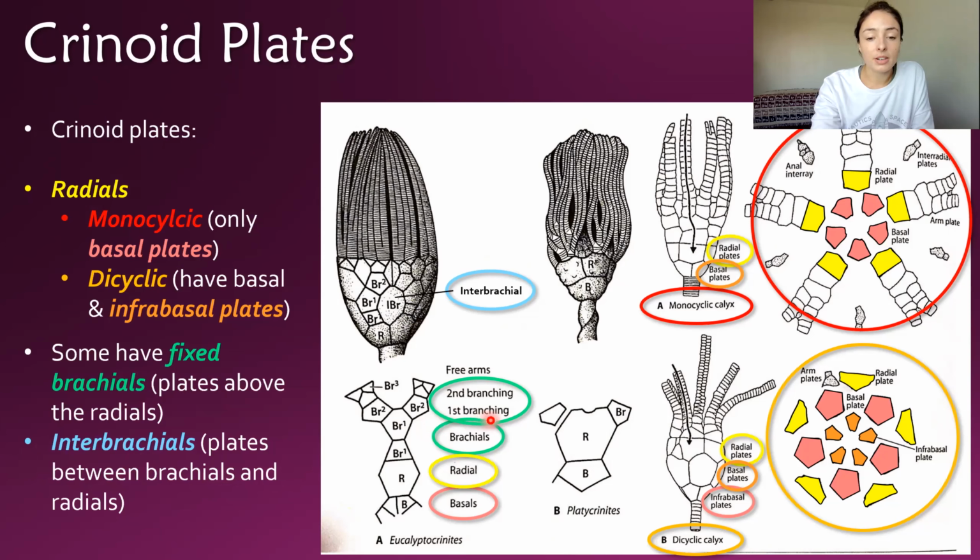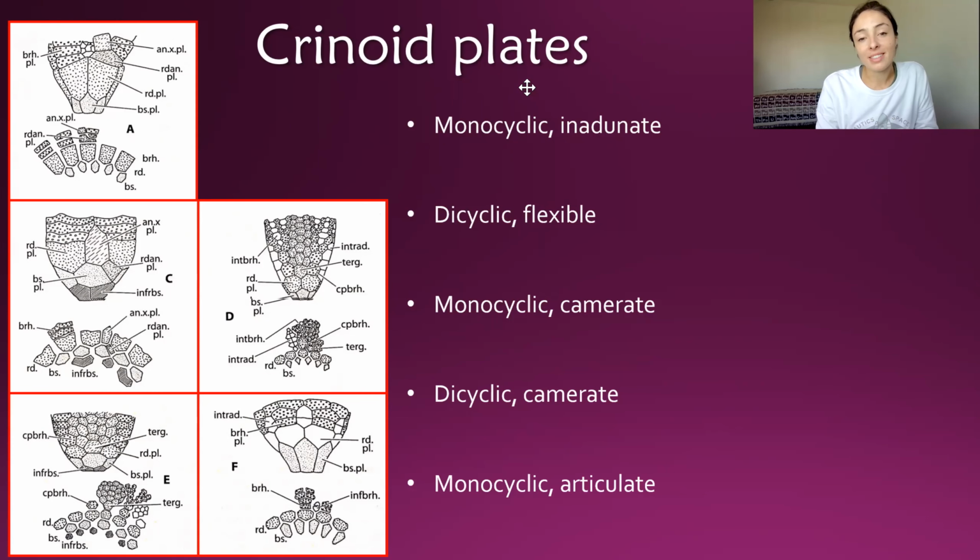The fixed brachials are the plates indicated by the BRs. This crinoid in particular has 3 sets of brachial plates labeled BR1, BR2, and BR3. And the plates in between the brachials and radials are the interbrachials. So we can see one of these shown here on the image at the top left. So now that we have that understood, I want to try and label with you guys some major types of crinoids just based on their preserved calyx.